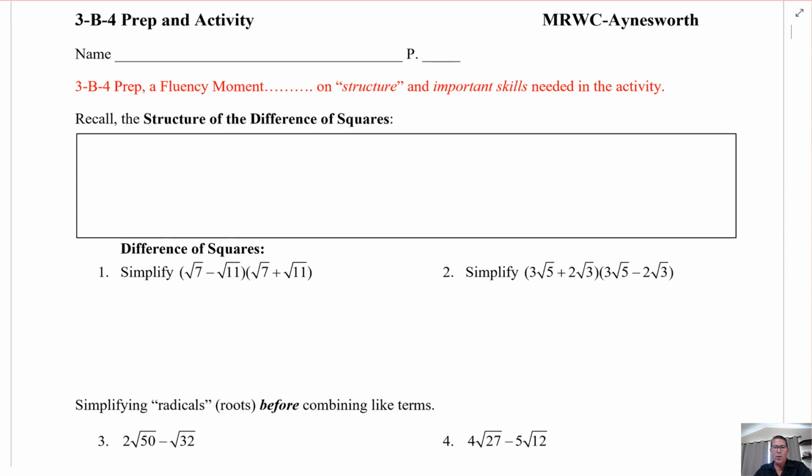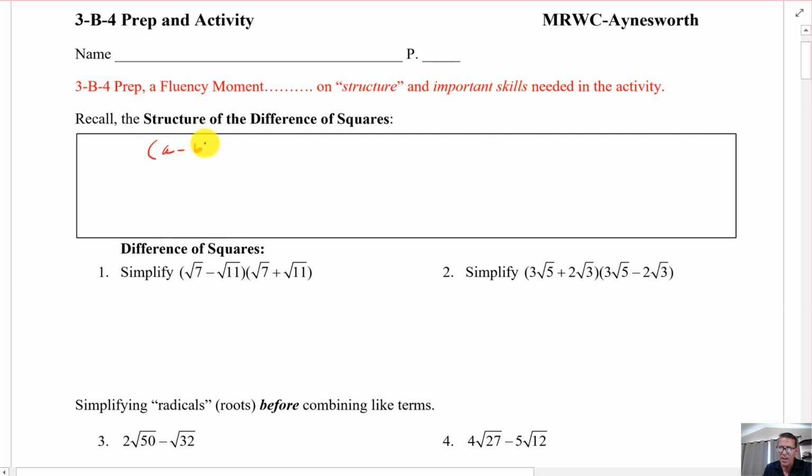And yes, this is a prep, which means it's a fluency moment for activity 3B4. And yes, I'm going to be talking about structure and all the different important skills in the activity, okay? And so what we want to do is recall the difference of squares, the structure of it. I've talked about this before, but let's outline it again. So let's put this big bold in red, all right? We're talking about something like this.